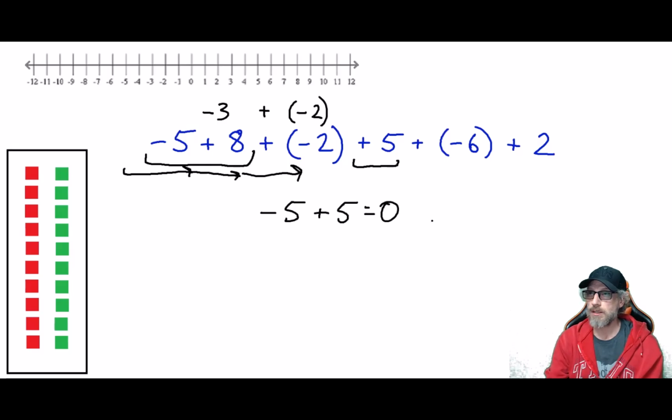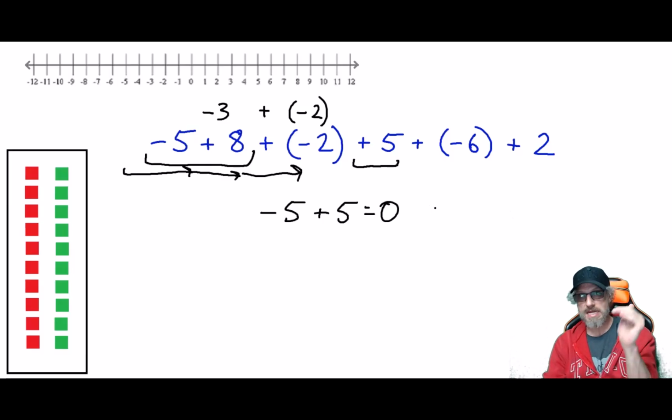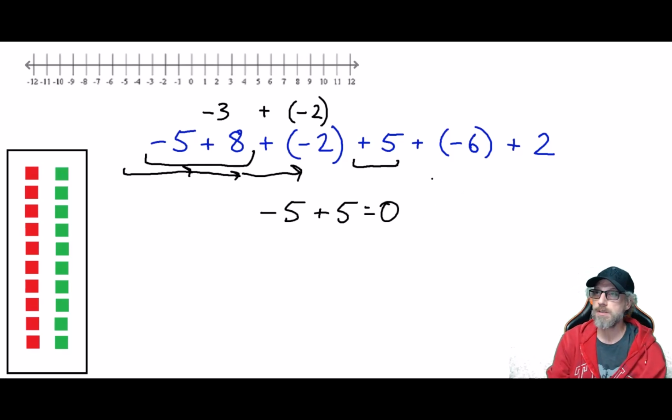My work's getting a little messy here, so apologize for that. If we're working through a problem like this as part of a bigger problem or something that we want other people to look at, we may want to try to be a little bit more clear. We'll develop that as we go. For now, we're focusing on these concepts, seeing the adding integers.